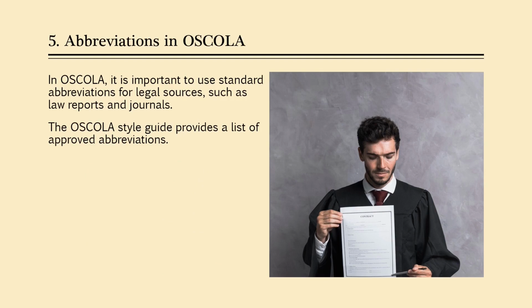Abbreviations in OSCOLA. Abbreviations are commonly used in OSCOLA to save space and simplify referencing. It is important to use standard abbreviations for legal sources such as law reports and journals. The OSCOLA Style Guide provides a list of approved abbreviations, so avoid using unfamiliar or non-standard abbreviations that may confuse your reader. Consistency in abbreviation usage is key.